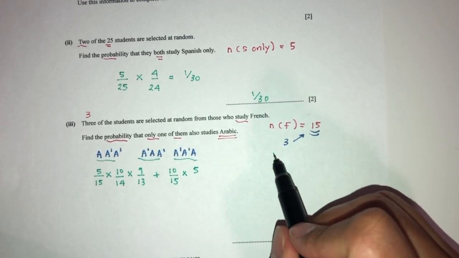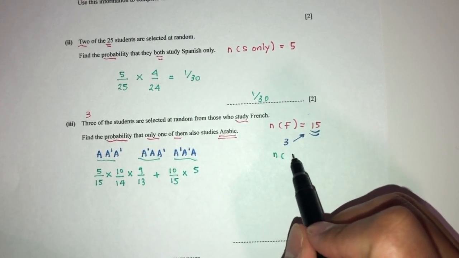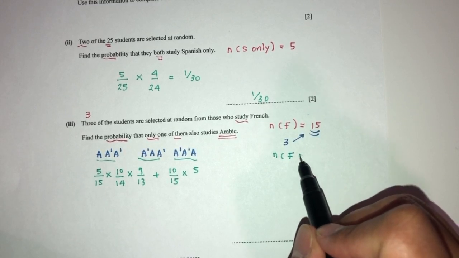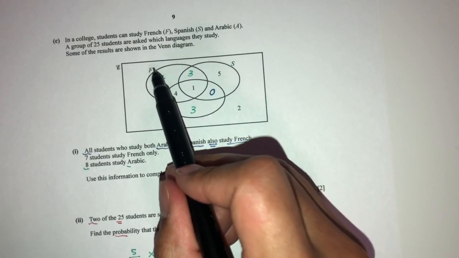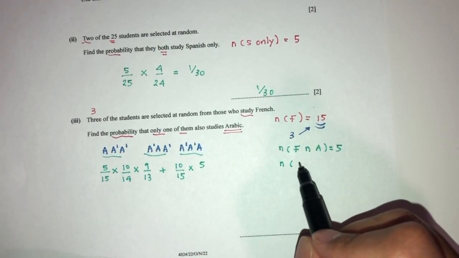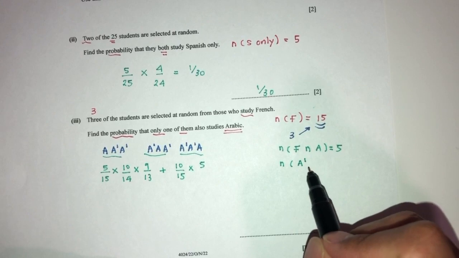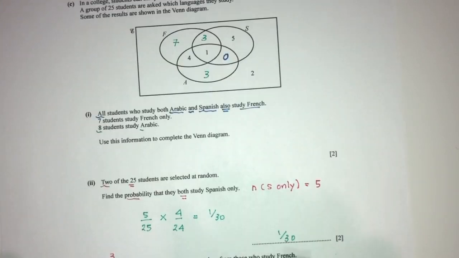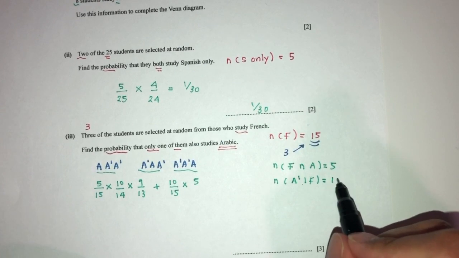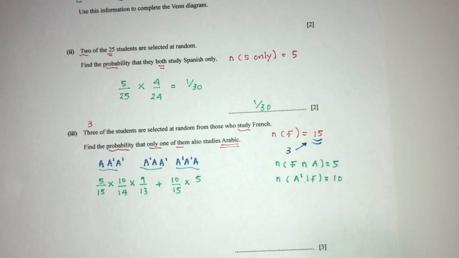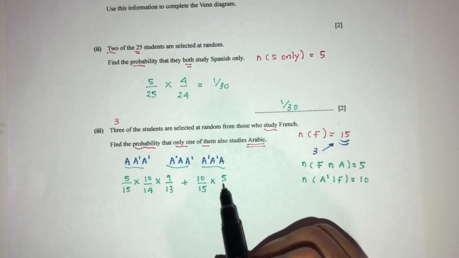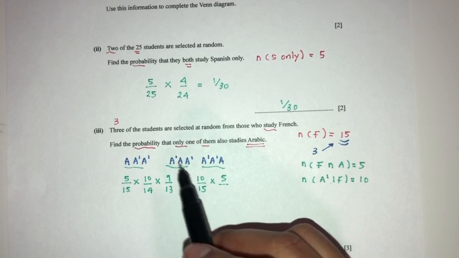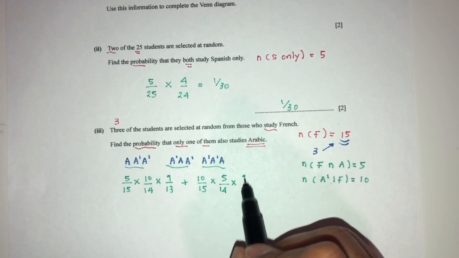So okay, let me write this down. Number of people who study French and Arabic is given to you as 5. As you can see, French and Arabic is 4 plus 1, which is 5. Number of people who do not study Arabic, given that they study French, will be 7 plus 3, that will be 10. Just to make our life easier, this is where we're getting our values. Again, we're using the Venn diagram here to find those values. Nothing is magic. So Arabic will be 5 over 15, then 10 over 14, and then 9 over 13.